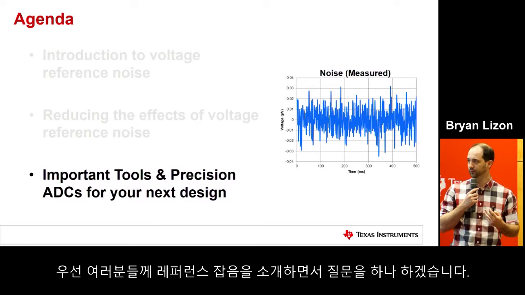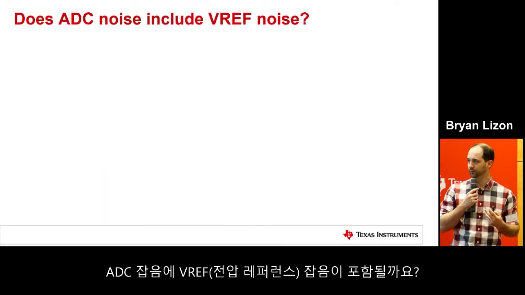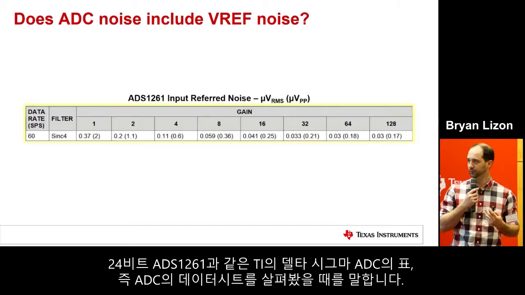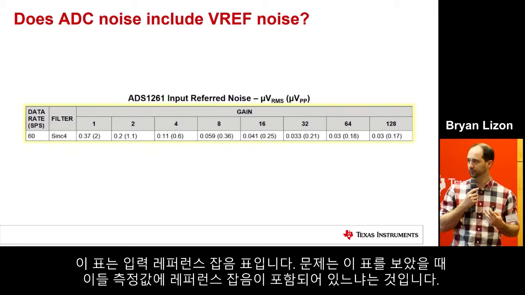So the first thing I'm going to do, in the introduction to reference noise, is start with a question: does ADC noise include voltage reference noise? What that means is, if you look at an ADC's data sheet, like this table from the 24-bit ADS1261, a Delta-Sigma ADC from Texas Instruments, this is the input-referred noise table. And the question is, does this include reference noise in these measurements?